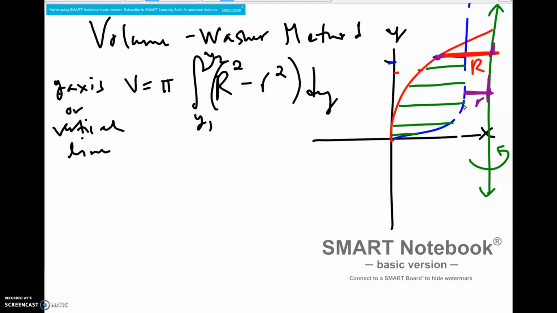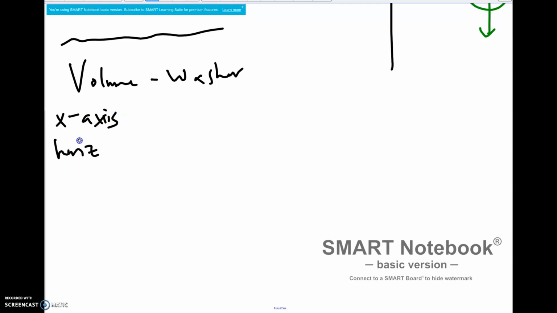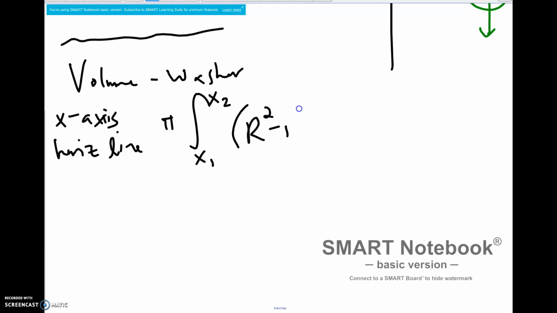And that would represent little r. Okay. Now, let's say if I were to do volume by washers, and I'm rotating about the x-axis or a horizontal line, then the formula is pretty much the same, except my limits of integration, everything's with respect to x, and that's going to be the integral of big R squared minus little r squared dx, whereas the other one's with respect to y.